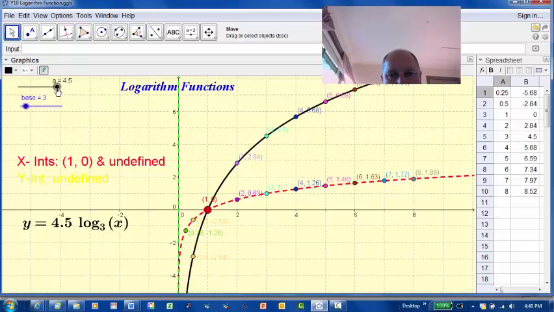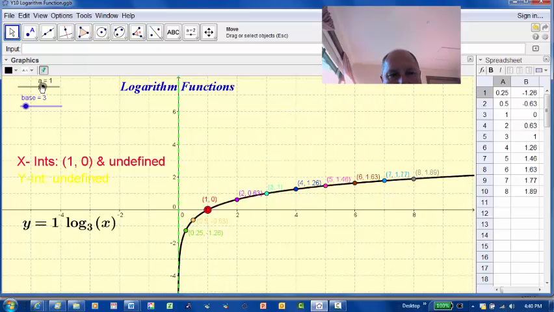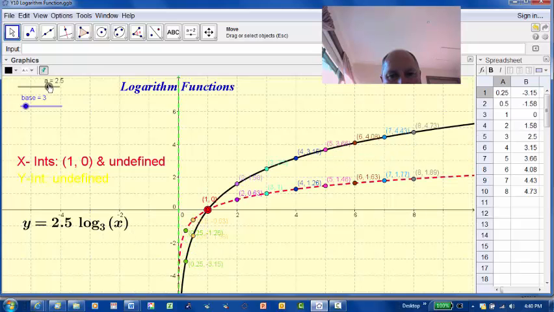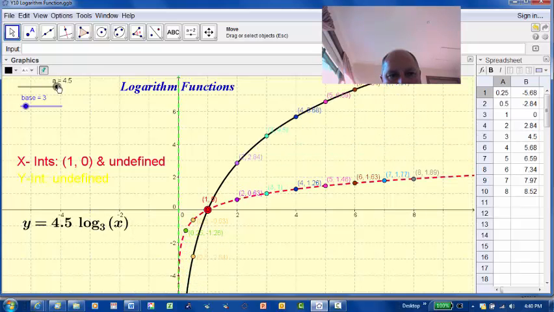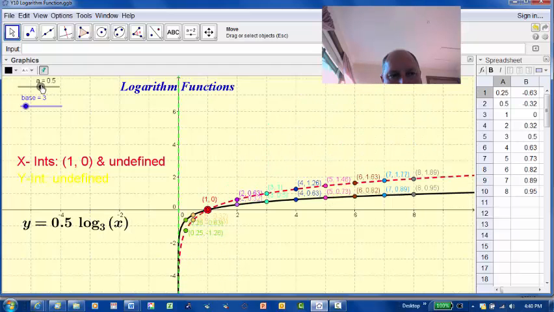So as a gets bigger, we just stretch it, dilating from the x-axis. If we make a bigger, it stretches it from the x-axis by that factor. If I make a equal a half, it squashes it back towards the x-axis by a factor of a half. So all these values are half the original value, which is on the dotted red graph.